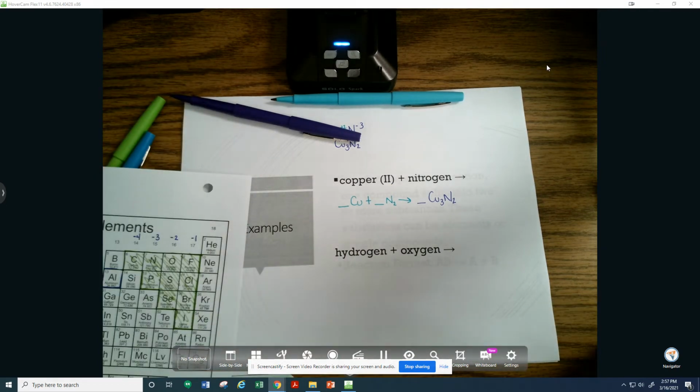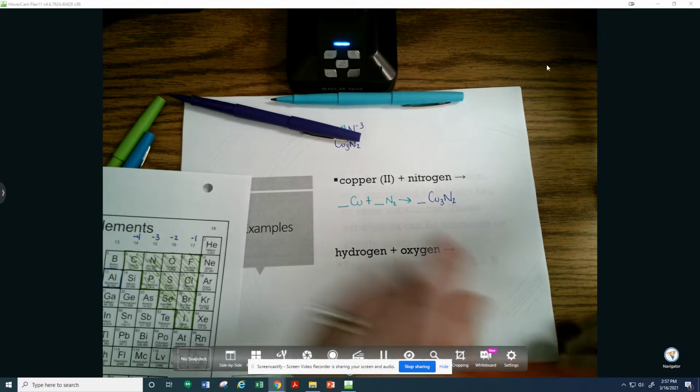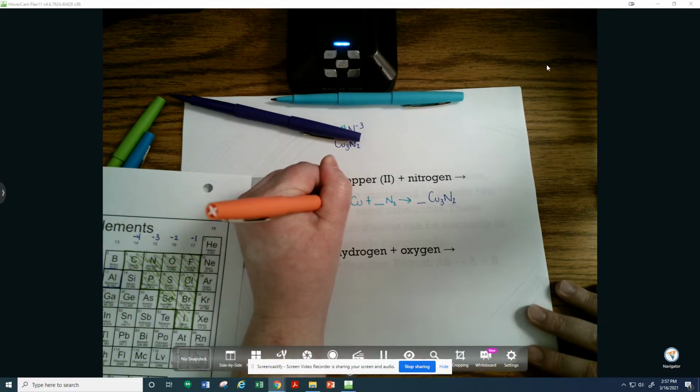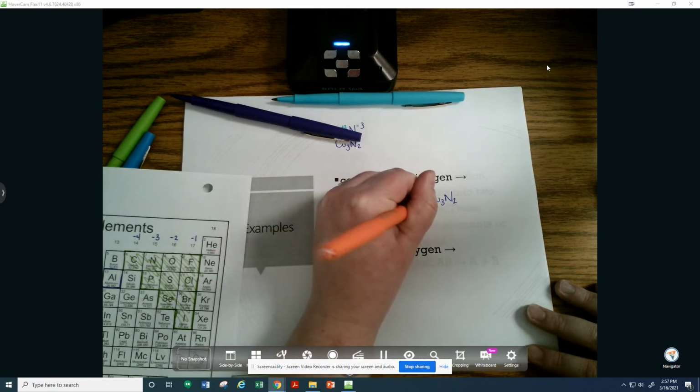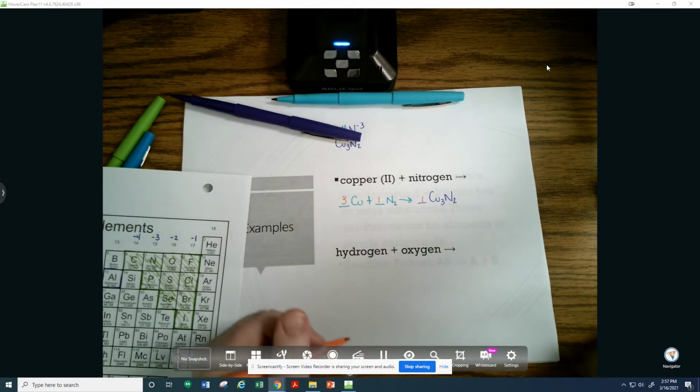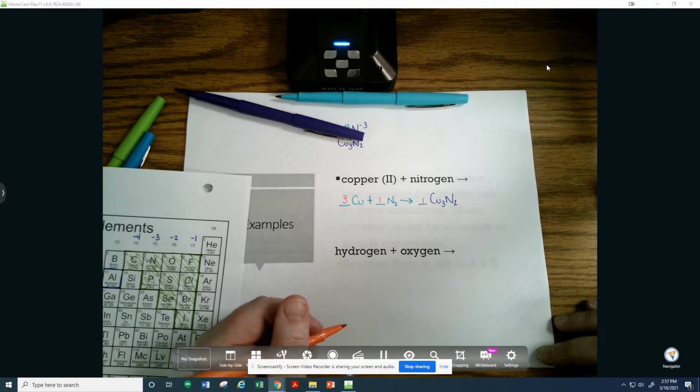Now I'm at the point of balancing. Looks like my coppers are not balanced. A coefficient 3 will take care of that. And the nitrogens are balanced. You can write in ones here if you wish. And that is the third example for synthesis.